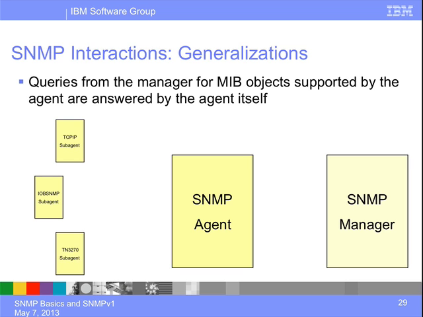Now imagine that an SNMP manager generates a query to the agent, and that the query is for an object in a MIB supported by the agent. The agent simply finds the requested data and sends it back to the manager. What's your system uptime? That many hundredths of seconds.